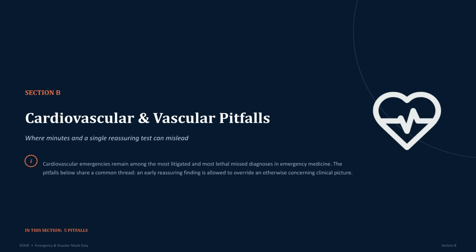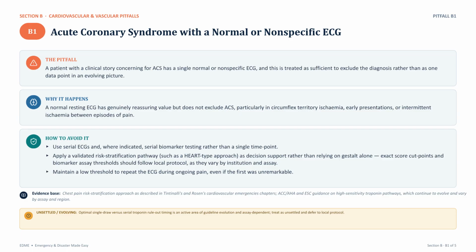These are often high-stakes situations where minutes matter, and an early, reassuring test result can dangerously mislead the clinical team. Pitfall B1 is acute coronary syndrome presenting with a normal or nonspecific ECG. Never allow a single ECG to exclude ACS if the clinical history is concerning. Use serial ECGs and biomarkers and maintain a low threshold for repeating tests if the patient's symptoms persist.